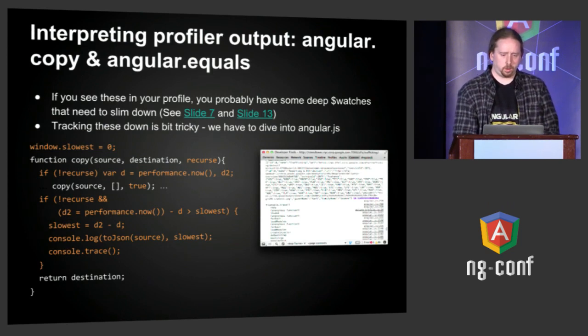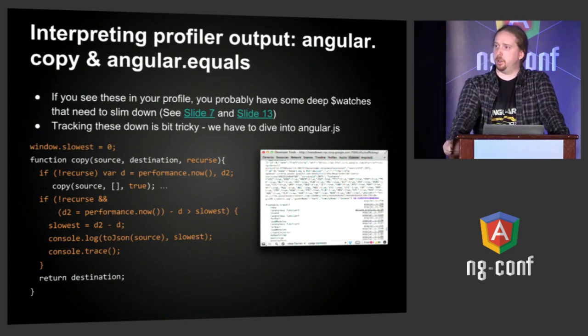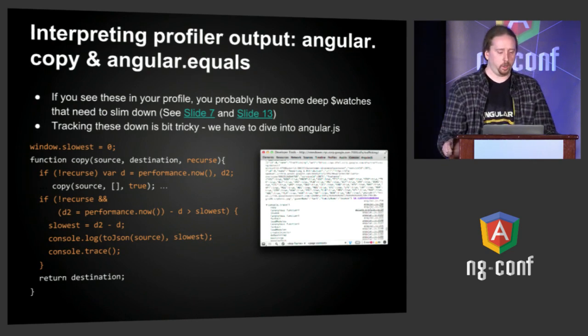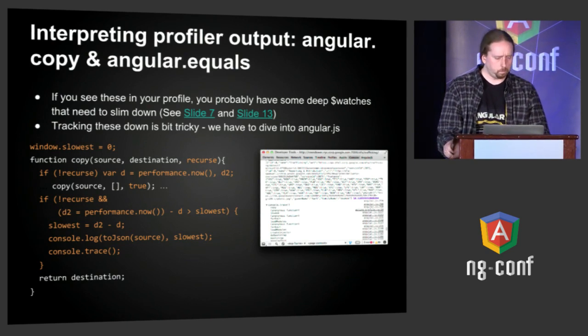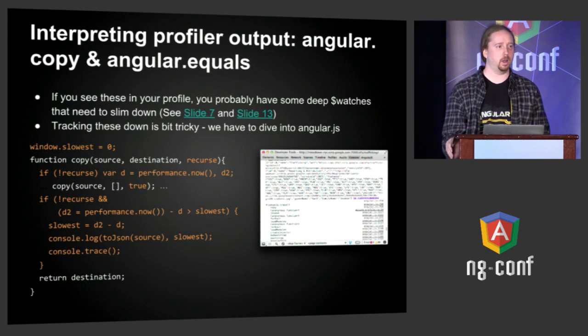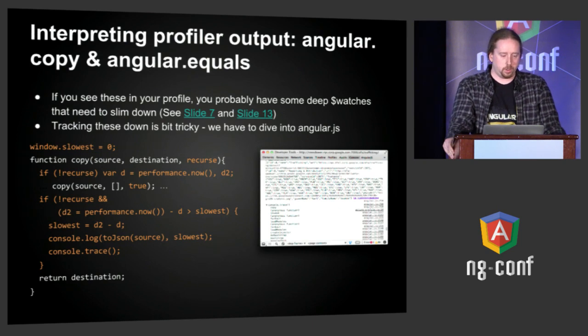All right, so there are other things you can do with this. As I alluded to earlier, deep watches can be expensive because of all the deep comparison and copying going on. So let's say you wanted to track the cost of copy in your app. You can just pop open your copy of AngularJS, find the copy function, and then insert this code into there.